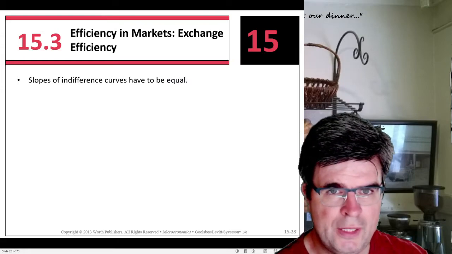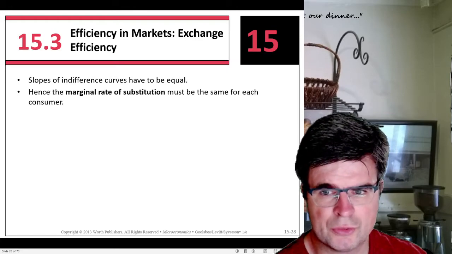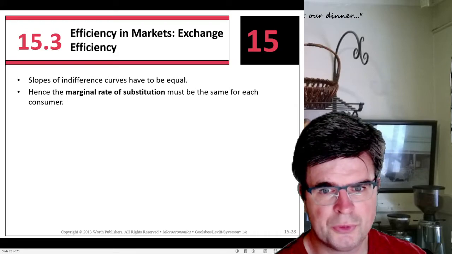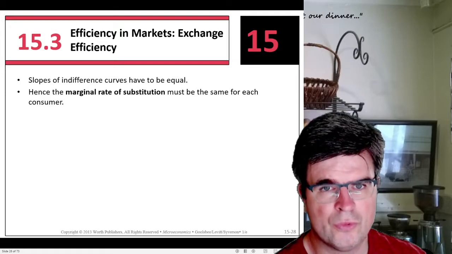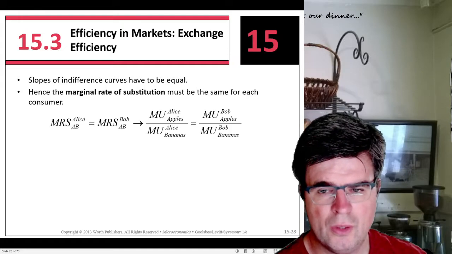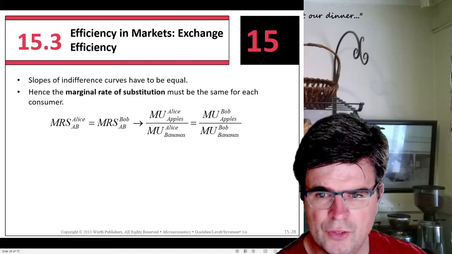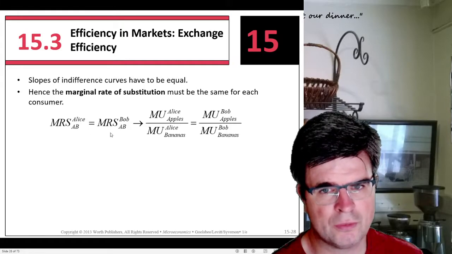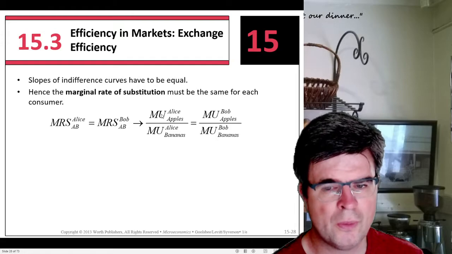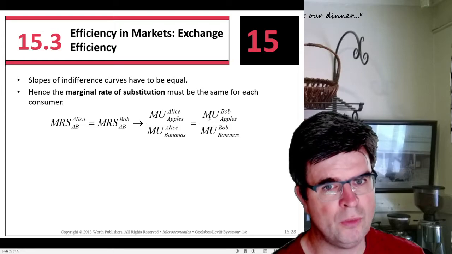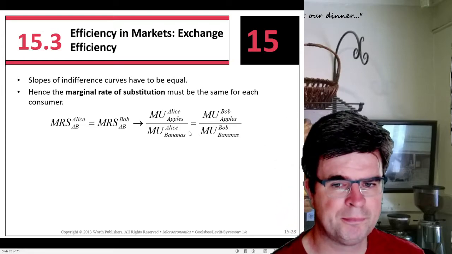So we have reached an outcome of Pareto efficiency when the slopes of the indifference curves are equal. Now, when does it hold? It holds when the marginal rates of substitution are the same for both consumers, for both Alice and Bob. So in formula, we reach an efficient allocation if the marginal rate of substitution of Alice equals the marginal rate of substitution of Bob. So the ratio of the marginal utility of apples and bananas of Alice must be equal to the ratio of the marginal utility of apples and bananas of Bob.